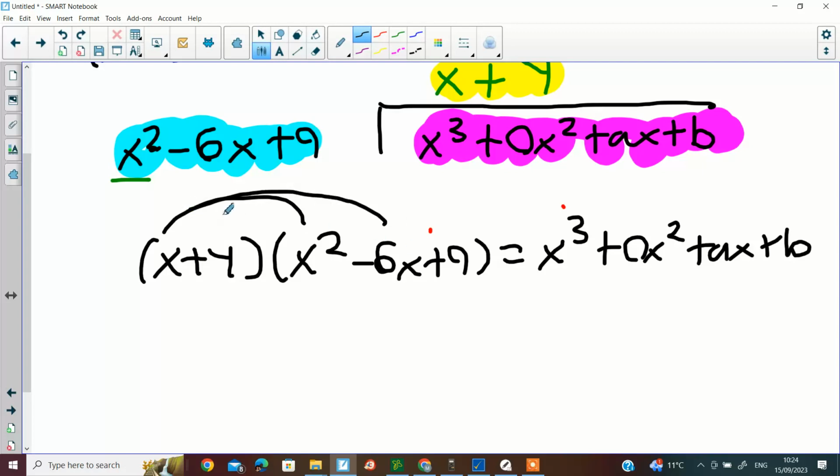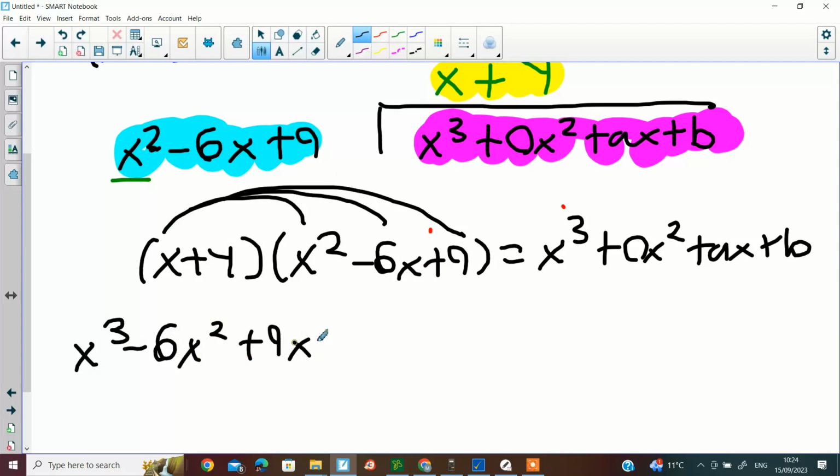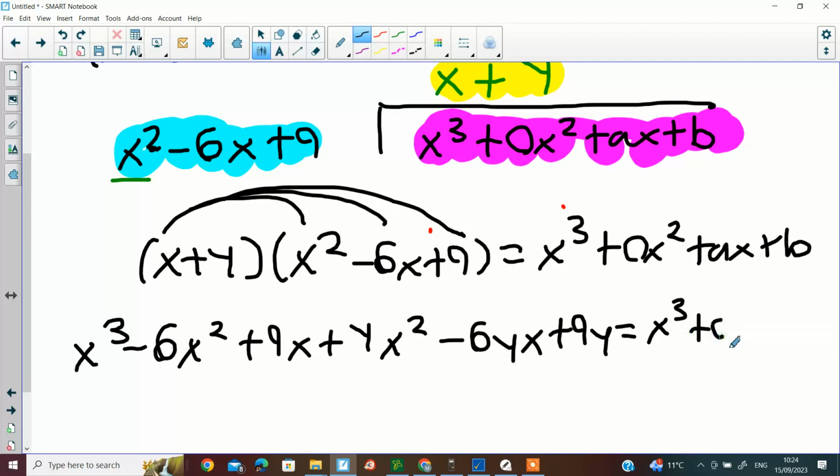What do we get? x cubed minus, plus 9x, go again. I'm going to go for yx squared if that's okay. Just keep the x squared to the end. And then next part, I'm going to do 6yx, and then after that, 9y. Okay. Now what we're going to do next is we're going to compare both sides to each other.